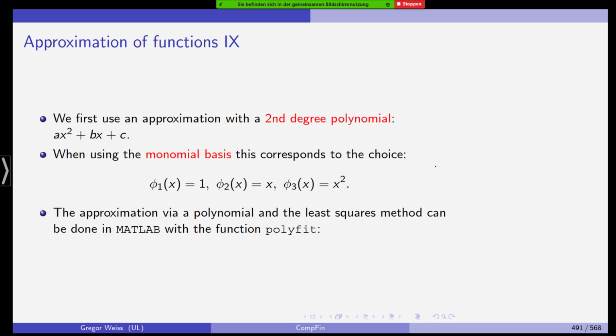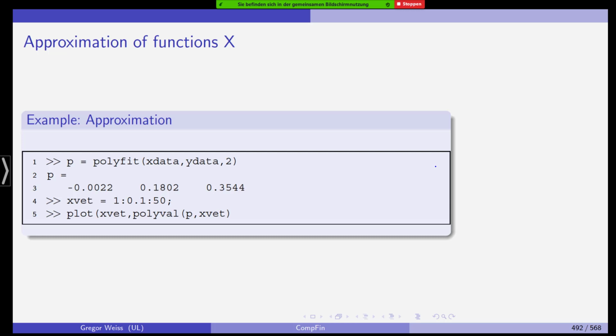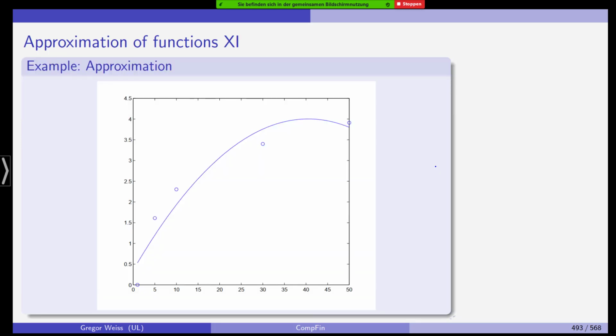First approximation is using a second degree polynomial, a times x squared plus bx plus c. So we use the monomial basis. This corresponds to the choice phi 1 is 1, phi 2 is x, phi 3 is x squared. And we use the MATLAB function polyfit to arrive at the least squares method result here. So polyfit gives us these 3 coefficients. We plot this, and this is the result.